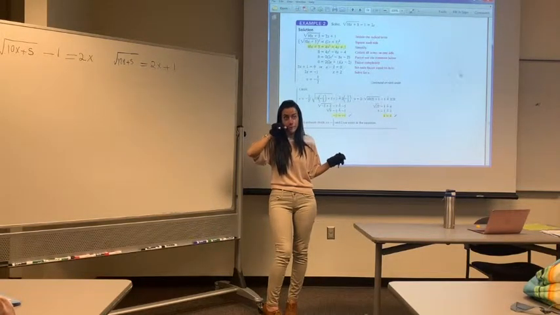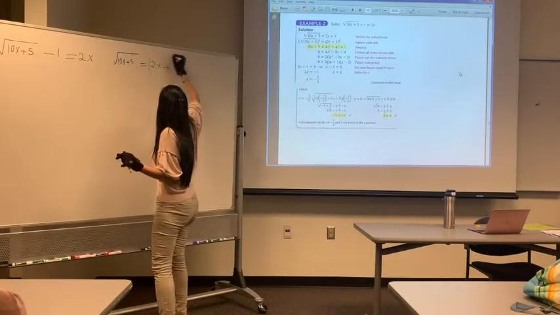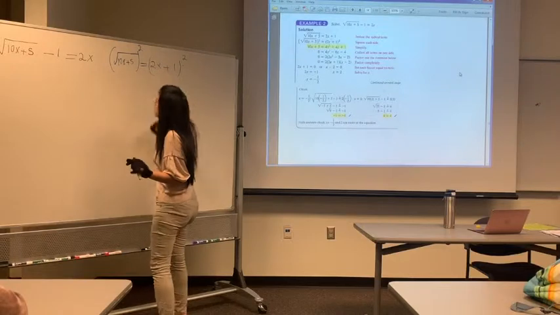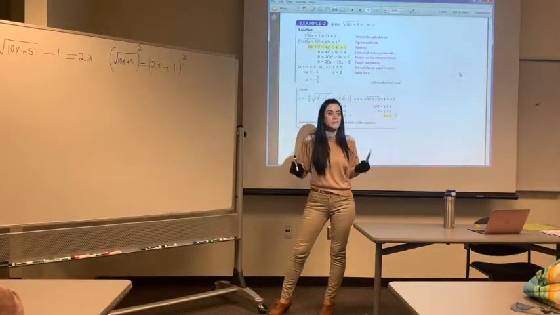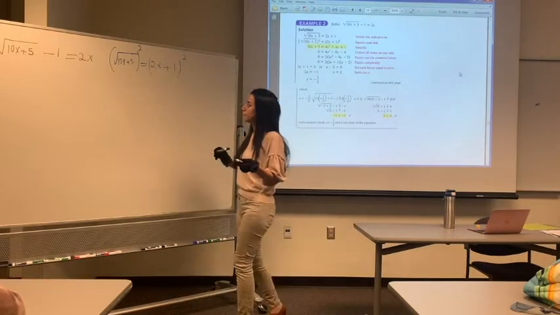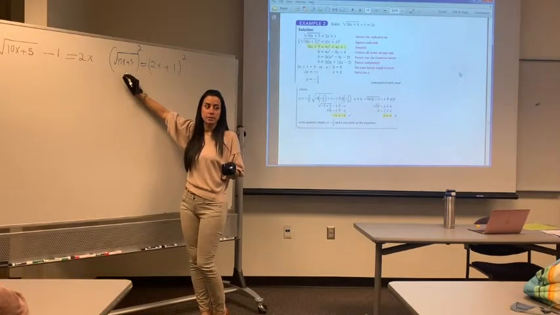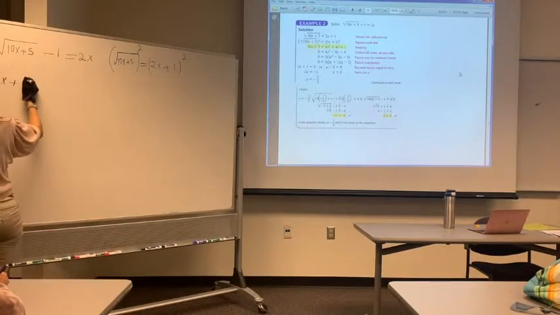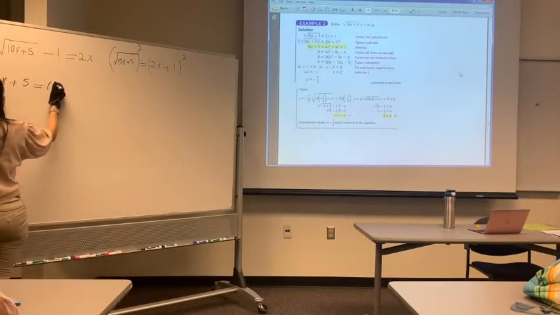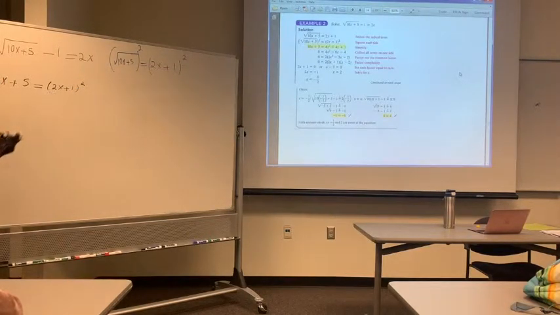So what should I do now? Square both sides. Correct? So if we square both sides, 10x plus 5 comes out, right? So now we have 10x plus 5 is equal to (2x plus 1) power 2. We should solve this. Correct?